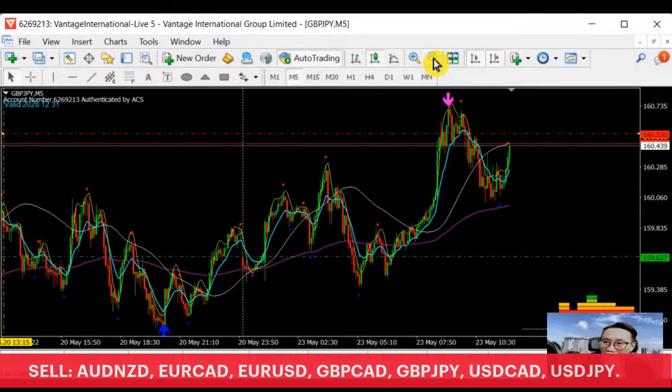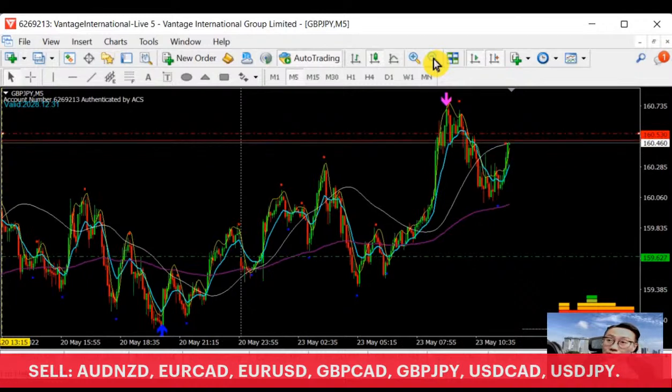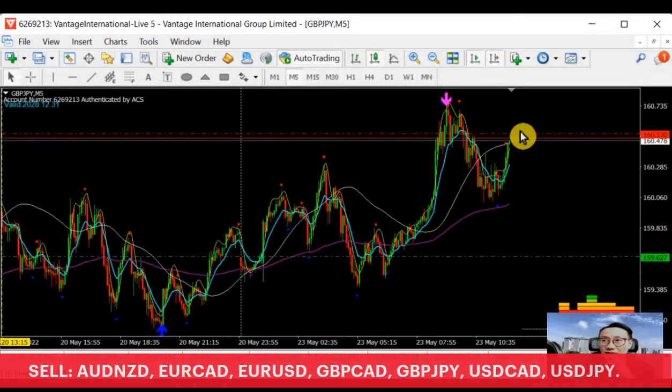Are we going for another ride? Probably, we may. But have we confirmed the ride? After it breaks this, forming a support above the resistance, another ride is coming. So forget about it.